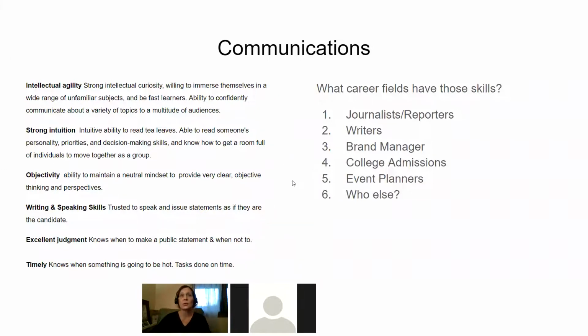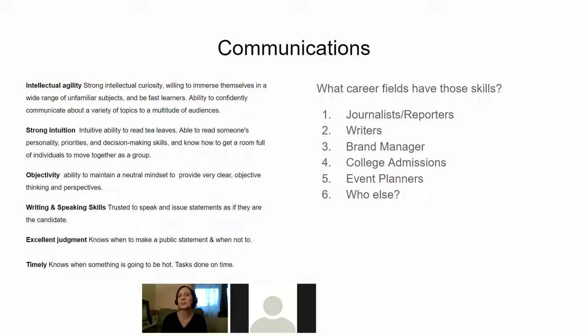Writing and speaking skills, of course, because they're going to speak as if they are the candidate. They're going to write as if they are the candidate. So you might want to make sure that they have halfway decent grammar. Excellent judgment. They know when to make a public statement, but they know when to shut up on something. And timely. Not only do they know when something's trending or going to be hot or you can get in front of something, but they get stuff done on time. So yes, you can have a comms director, and that's what they do. They do political messaging, and that's their deal.